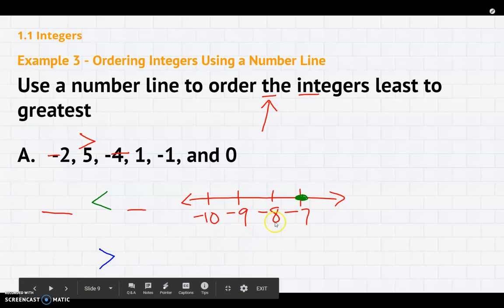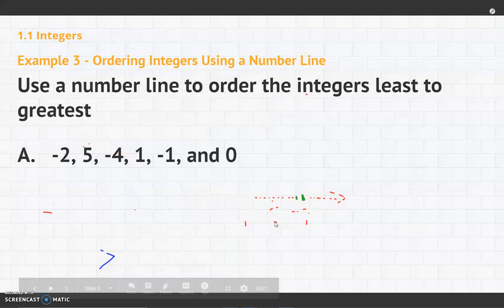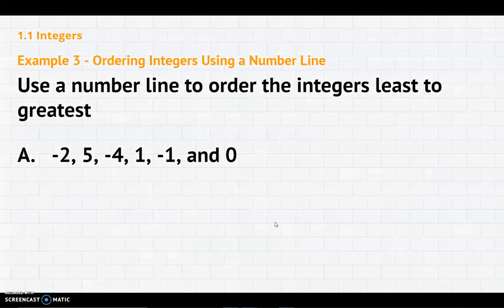Finally, we're going to use a number line to order the integers from least to greatest. You could draw a number line and plot all of those points and then order them, or we can just list them in order from least to greatest. I need to find the smallest number from this list. We need to find which number lies furthest to the left. That's going to be -4. -4 is the biggest negative number, so that's the first number I will put in my list.